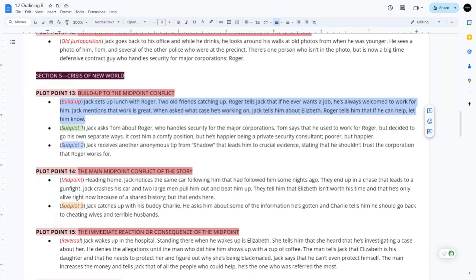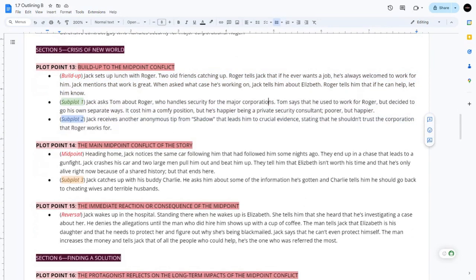Okay. Now we add some more elements to the subplots. This is the Tom one. Jack asks Tom about Roger, who handles security for the major corporations. Tom says that he used to work for Roger, but decided to go his own separate ways. It cost him a comfy position, but he's happier being a private security consultant. Poorer, but happier. Okay. Interesting.